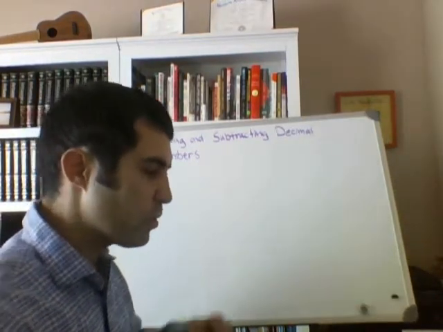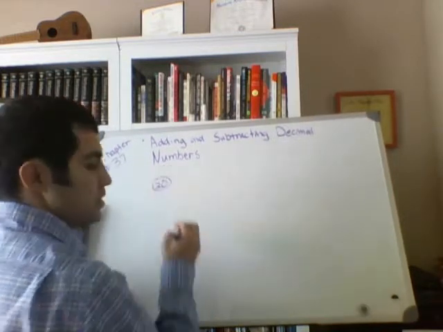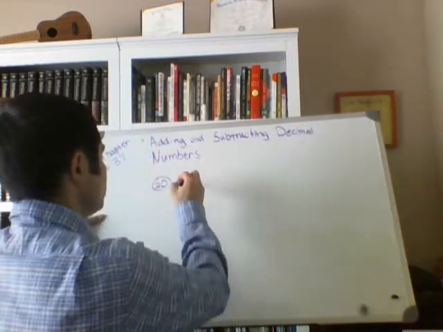Alright, let's do a couple homework problems. Number 20 on your homework. It says, what's 1/4 plus 3/4?